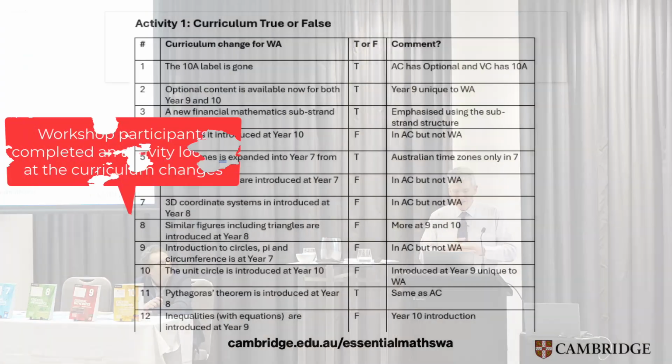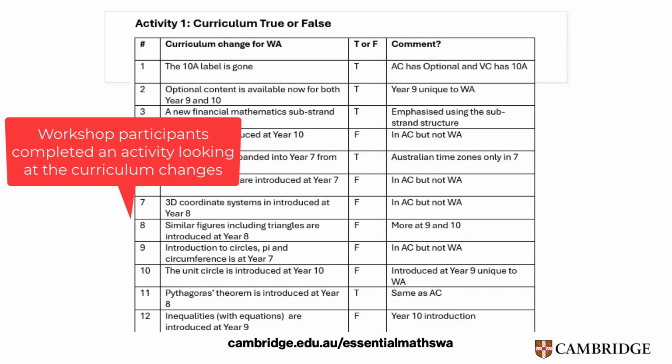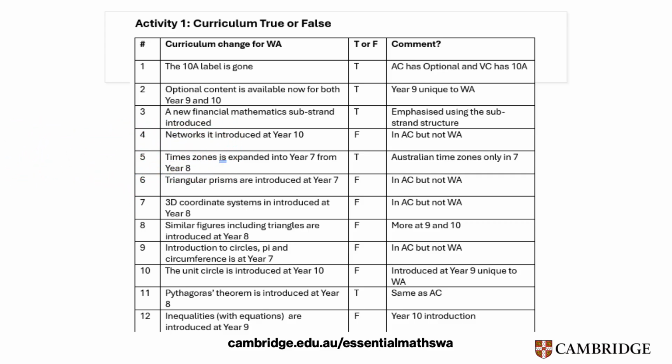So it's true that the 10A label's gone and we now have optional in Western Australia. Same with Australian curriculum, they've gone with the optional word as well. Optional content now for year 9 and 10, this is unique to Western Australia and has been very well received. So this is true. New financial maths is obviously true. Networks in year 10, if you said true, you've probably been reading too much of the Australian curriculum. It's actually false over here. But it is something that Cambridge will make available for anyone who would like to teach that in year 10. So false for that one.